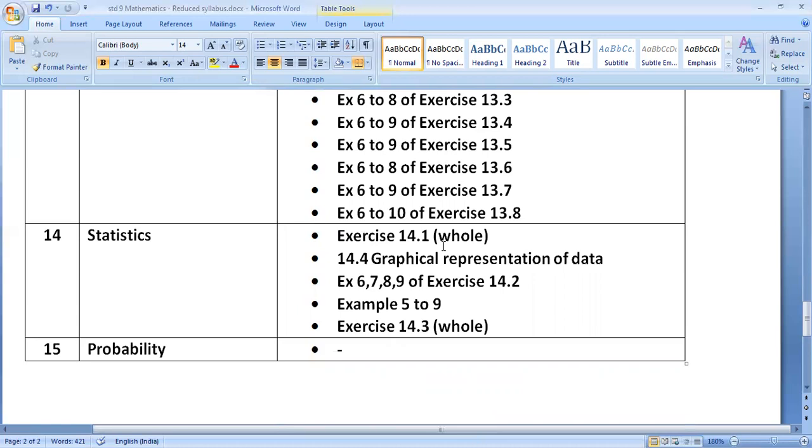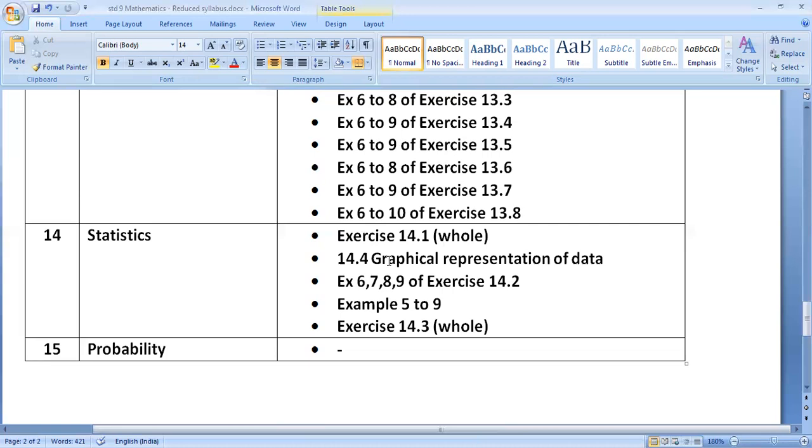On page 245, exercise 14.2, questions 1, 2, 3, 4, 5 are included. And on page 246, sums 6, 7, 8 and 9 are excluded. It is mentioned here, exercise 14.2, sums 6, 7, 8 and 9 are excluded. As this topic comes later but is mentioned here, it becomes a little confusing. So I am going step by step, page by page, and mentioning which topics are included and which are excluded, so you can understand it easily.